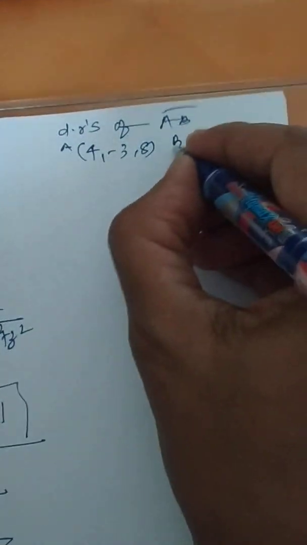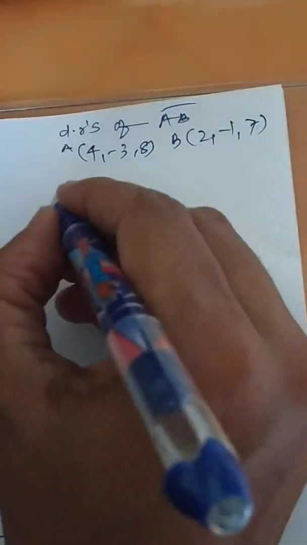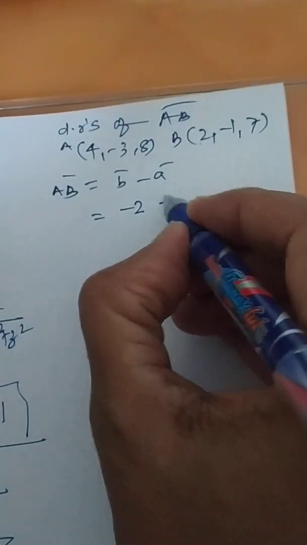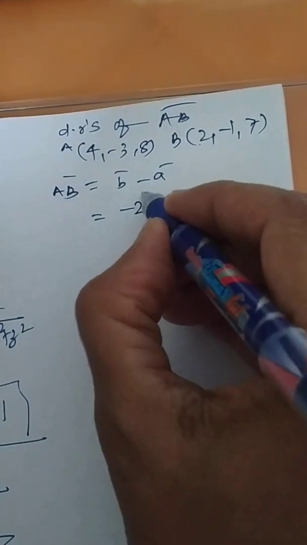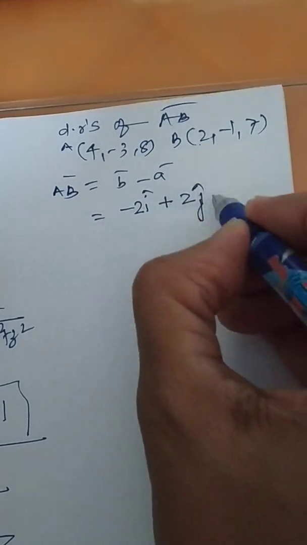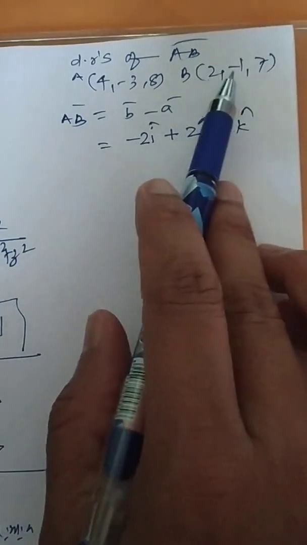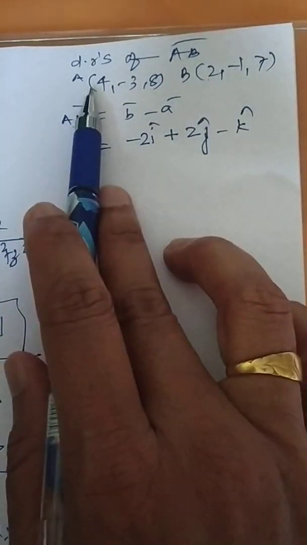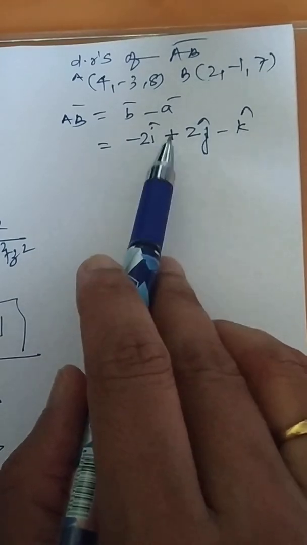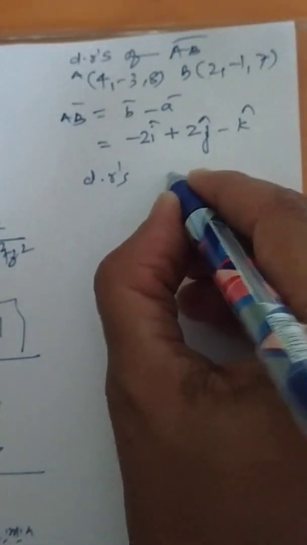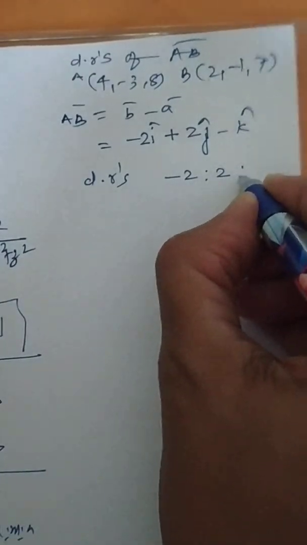So in case it is asked, what is the direction ratios of vector AB, then if A is given as 4, -3, 8, B is given as 2, -1, 7, then get a vector AB. You know how to get the vector AB. B minus A. Look here, B minus A, it will be -2i, +2j, and -k. Do you agree? Just let me explain first. B vector, 2i minus j, then minus of this one. So it will be -2i, correct, 2j and minus. So direction ratio, suppose someone is asking, then -2 is to 2 is to -1.